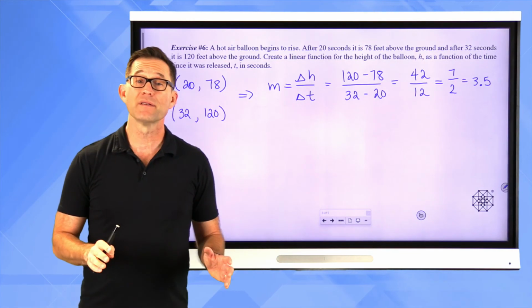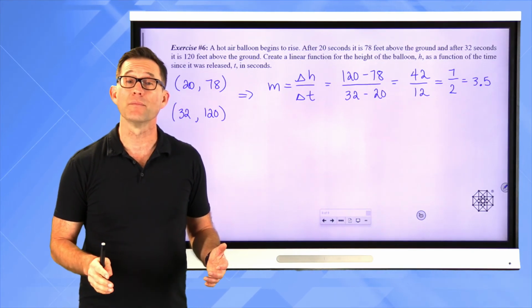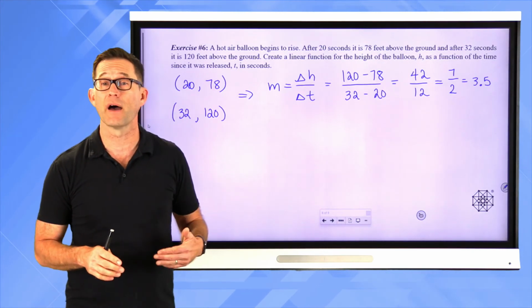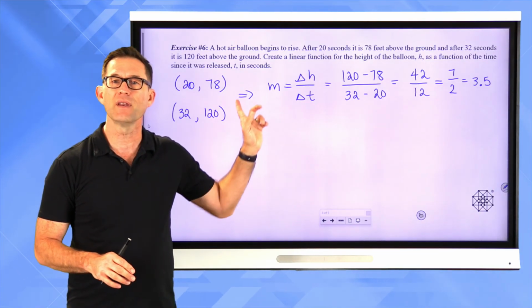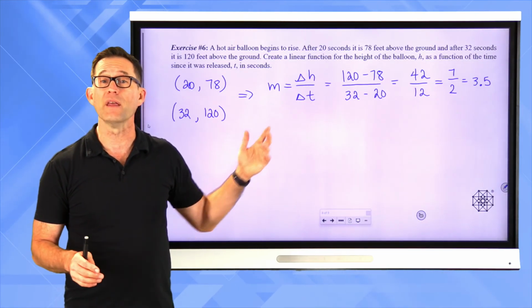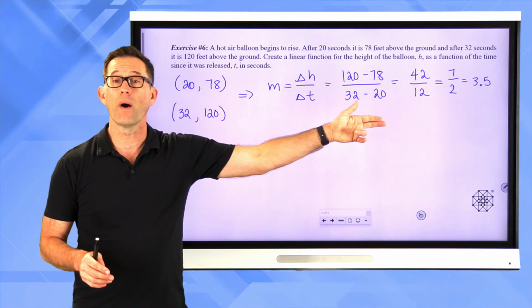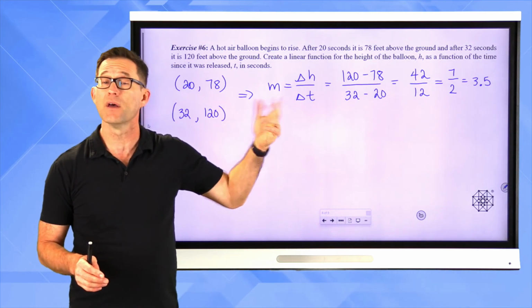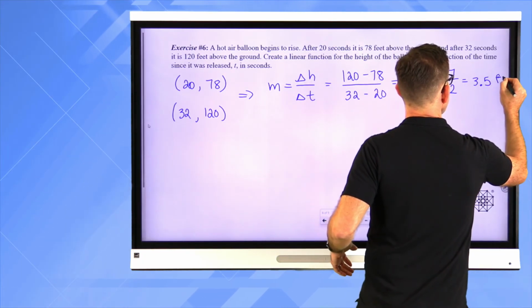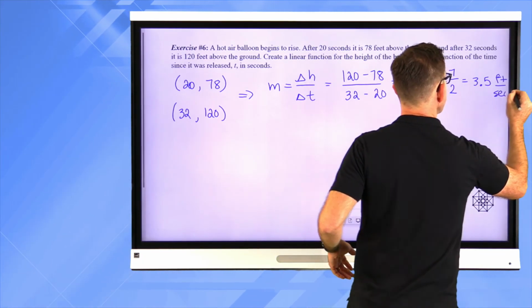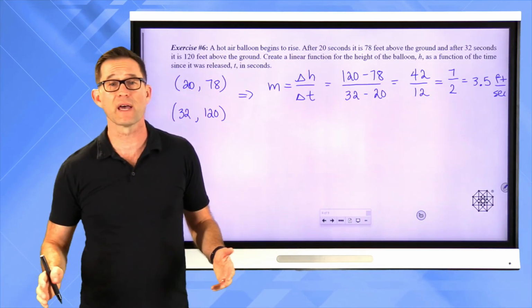Right? Now, one of the things that's kind of neat is this is an applied problem. So like literally that slope has got units. Now, I didn't say you had to put the units on, but just for a second, right? The 78 and the 120 are in feet. The 32 and 20 are in seconds. So that's 3.5 feet per second, right? The balloon is rising at a rate of 3.5 feet per second.